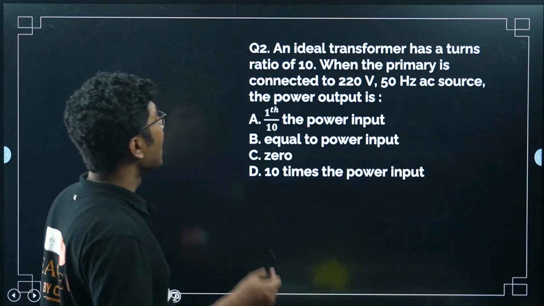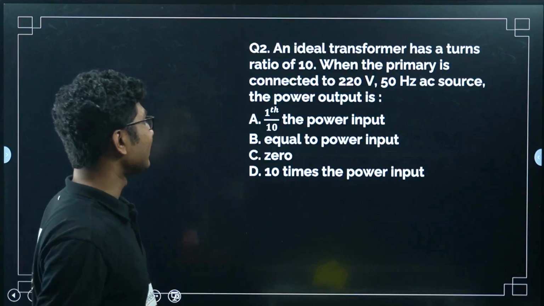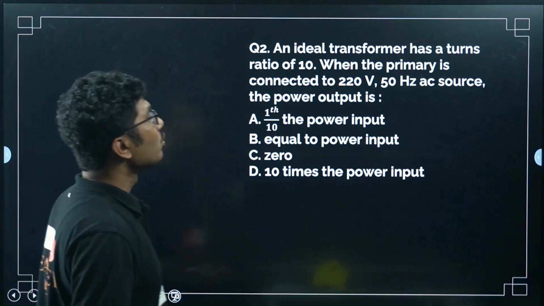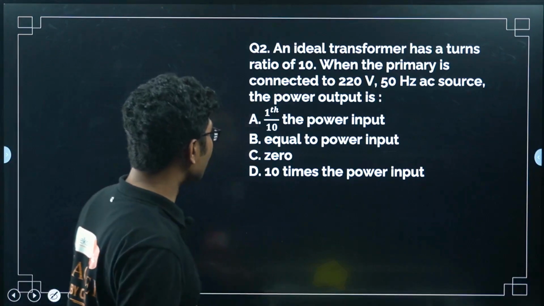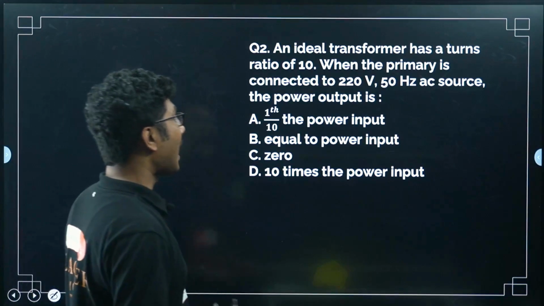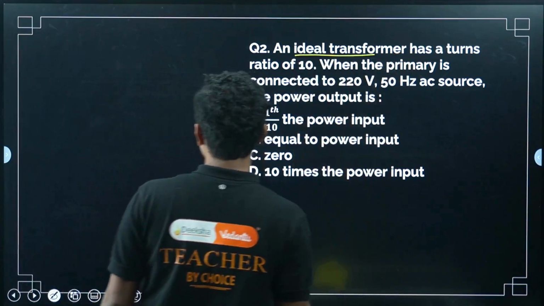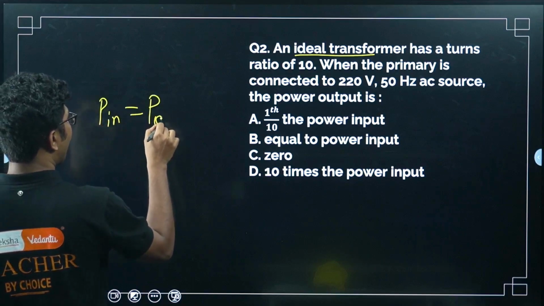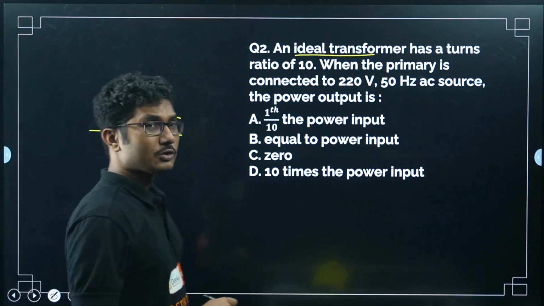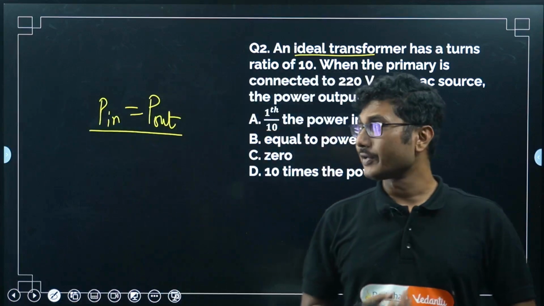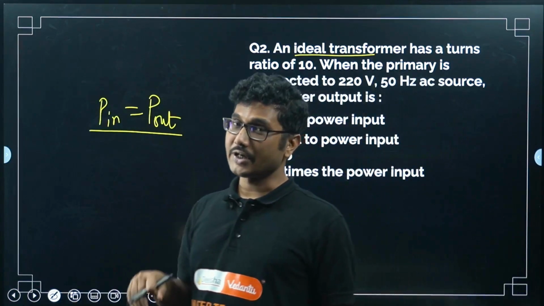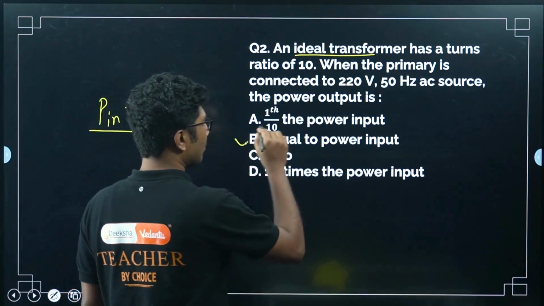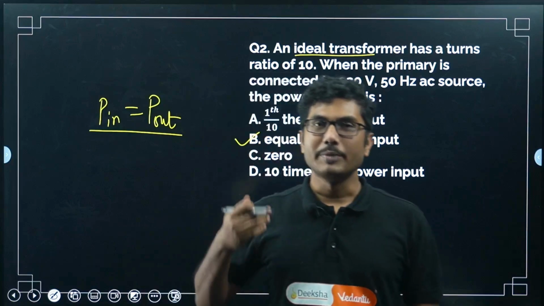Now next question. An ideal transformer has a turn ratio of 10. Whenever the primary is connected to 220 volt 50 hertz AC source, the power output is. Now for an ideal transformer, whatever power input, that power input should be converted into power output. Power is a form of energy, so basically power is a converted form of energy. Power is energy per unit time, right? So energy has to be conserved, so power input equals to power output, right? So power output will be equals to power input.